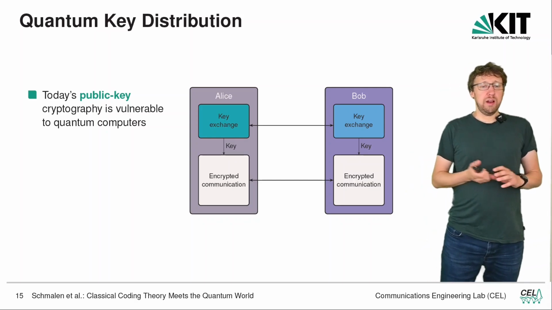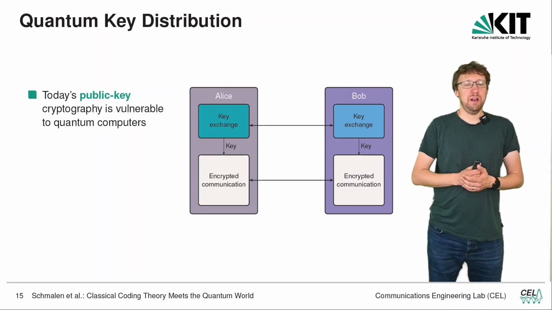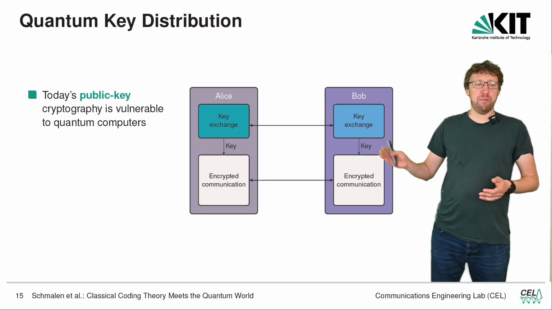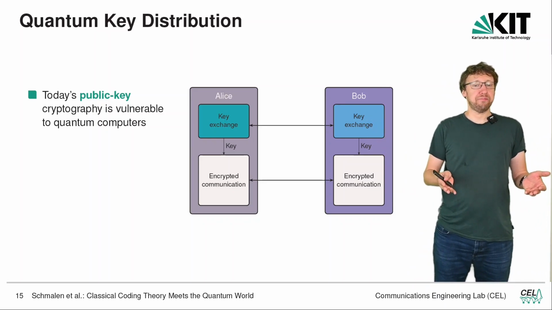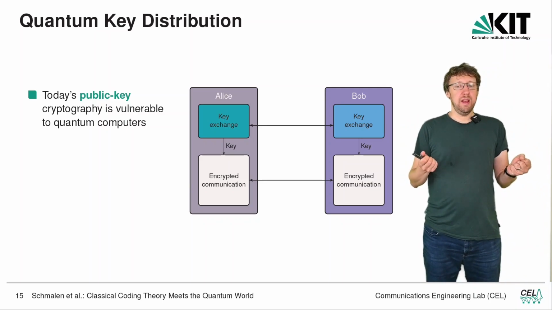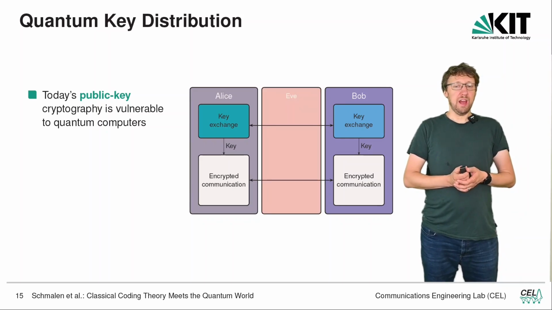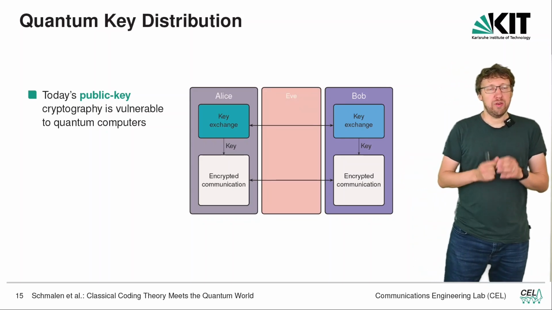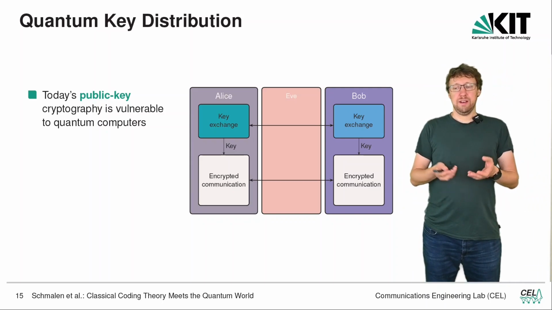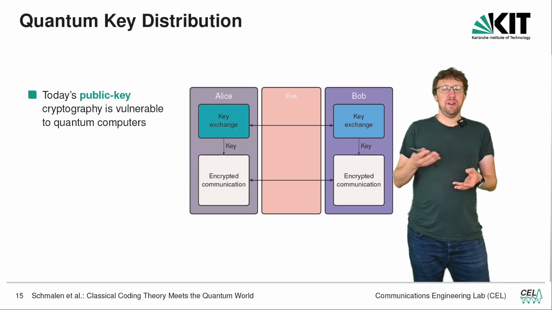So, current public key cryptography, as we have it, is vulnerable to quantum computers. The way it typically works is we have Alice and Bob, who would like to communicate with each other. They agree on a cryptographic key, and they use this key to set up an encrypted communication. And then we have an eavesdropper, Eve, who is interested in the content of the messages. Eve is the attacker, the nasty person, and Eve would like to get the communication.